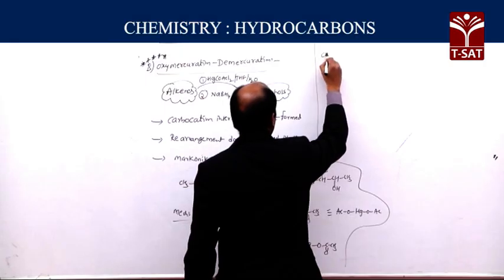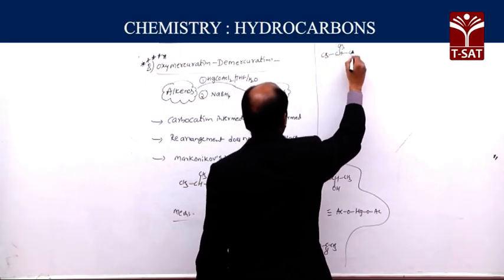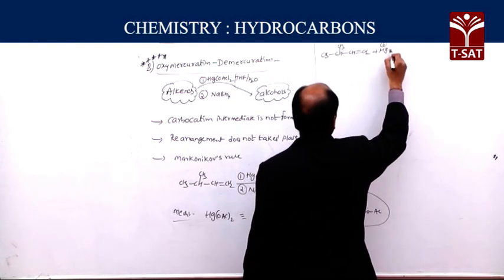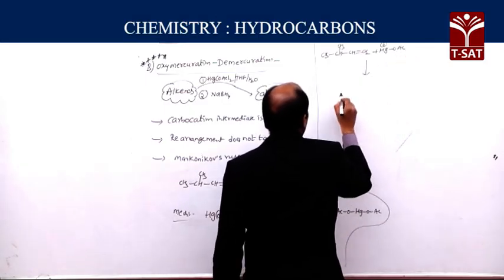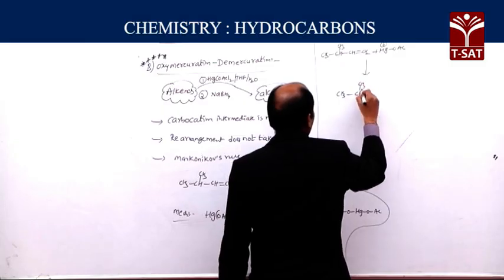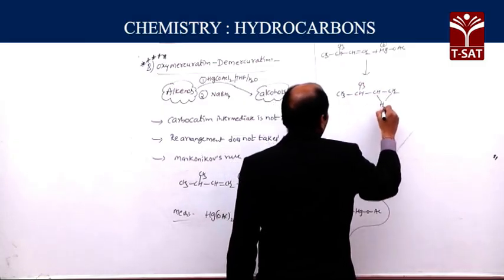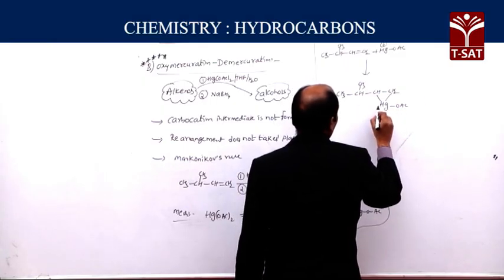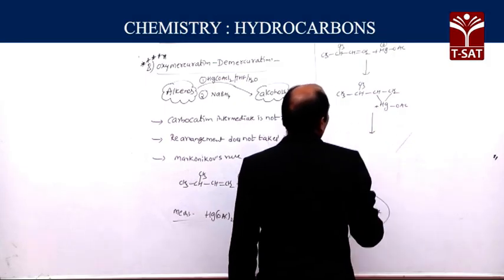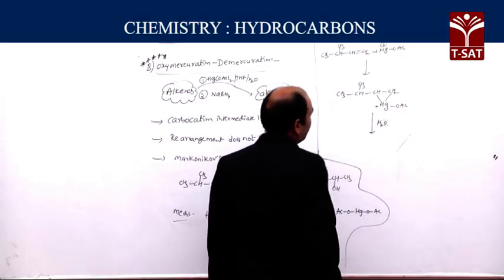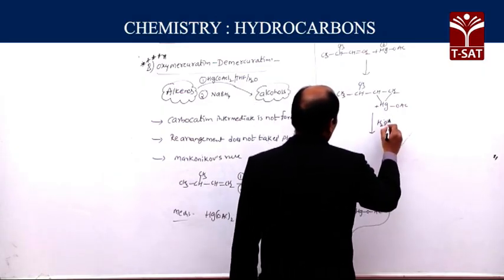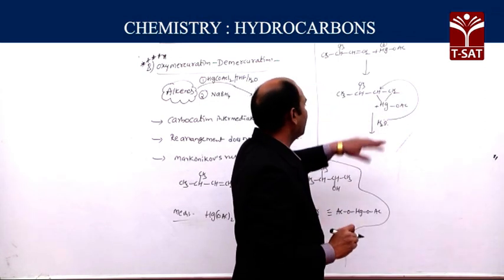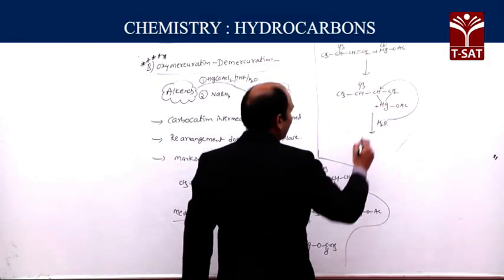So now, what happens in this one? This is CH3CH=CH2 plus Hg+OAc. This is converted into CH3CH-CH2 with HgOAc bridging, a cyclic intermediate is formed. Then the H2O molecule attacks. This H2O molecule always attacks the carbon where the more substituted carbon is present. This is more substituted, this is less substituted. So here the ring opens.